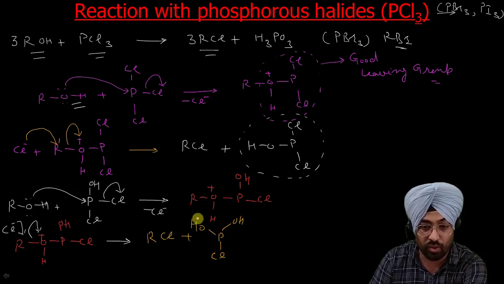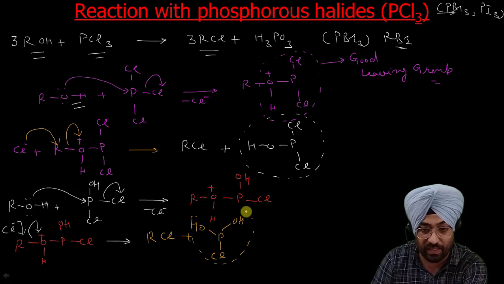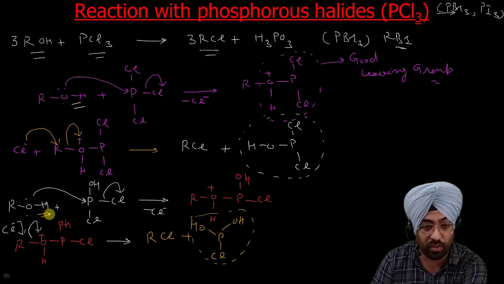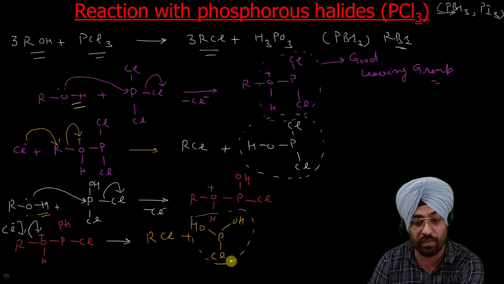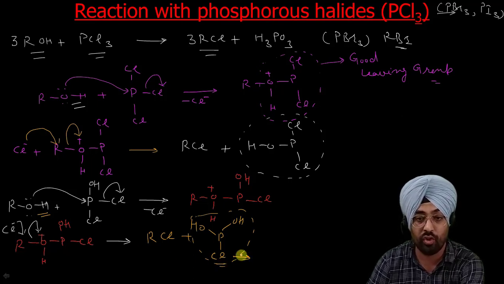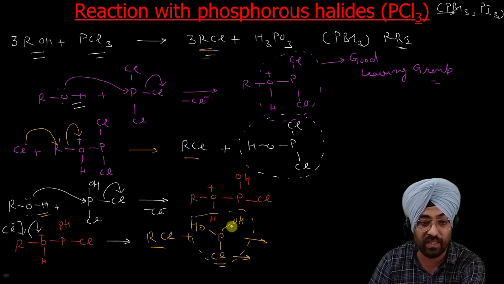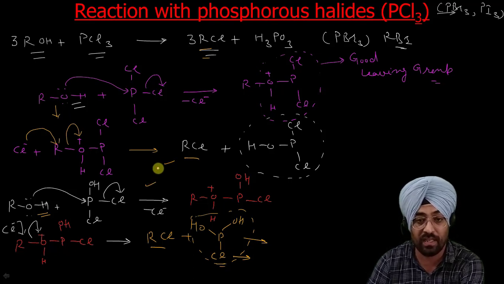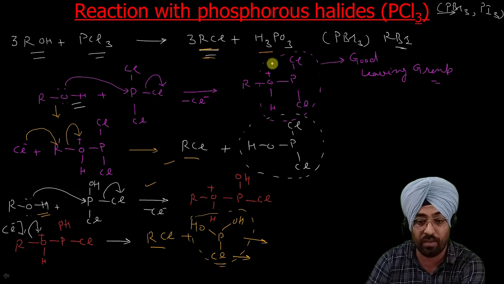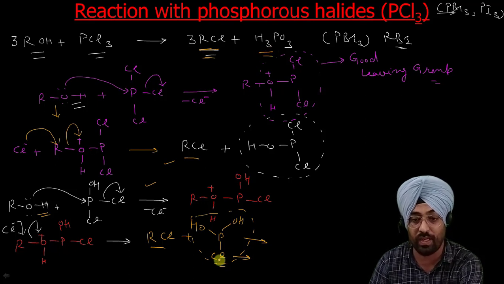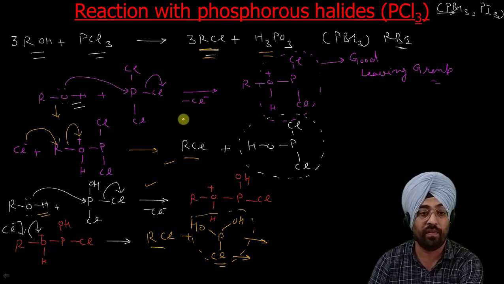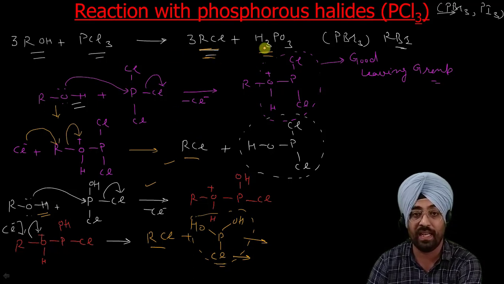HOPHCl. Now this molecule can further react with one more molecule of alcohol. In the same way, this Cl will also be replaced by OH group. So you get 3 RCl. In these same steps, you get the third RCl, and you get 3 RCl and H3PO3. This Cl will be replaced by OH. So that is the mechanism when alcohols react with phosphorus trichloride to give you alkyl halides plus H3PO3.